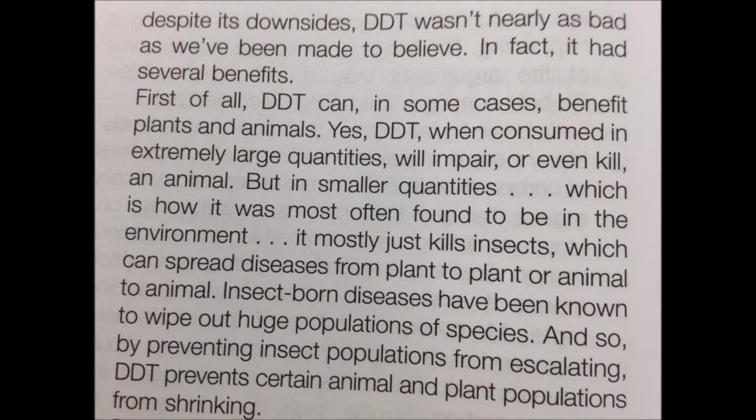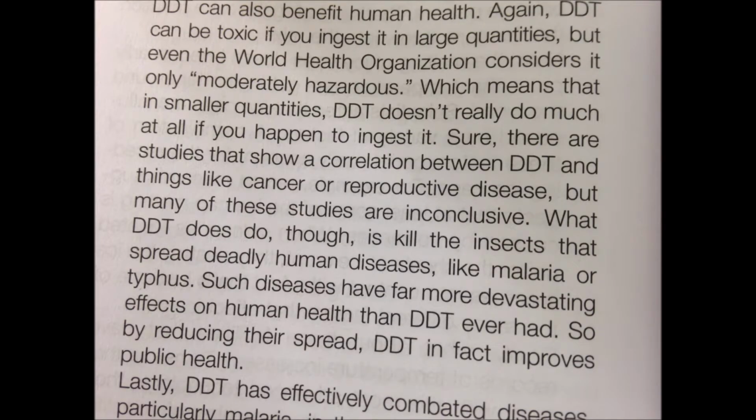First of all, DDT can, in some cases, benefit plants and animals. Yes, DDT, when consumed in extremely large quantities, will impair or even kill an animal. But in smaller quantities, which is how it was most often found in the environment, it most likely just kills insects, which can spread diseases from plant to plant or animal to animal. Insect-borne diseases have been known to wipe out huge populations of species. And so, by preventing insect populations from escalating, DDT prevents certain animal and plant populations from shrinking.